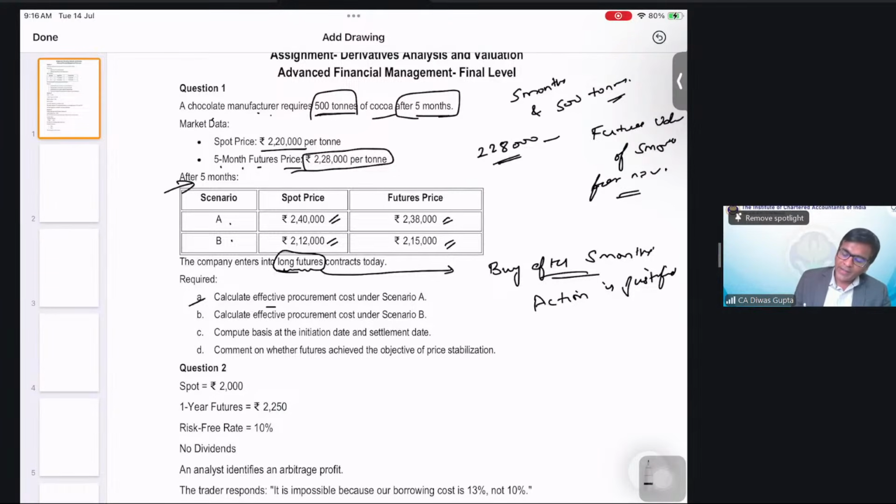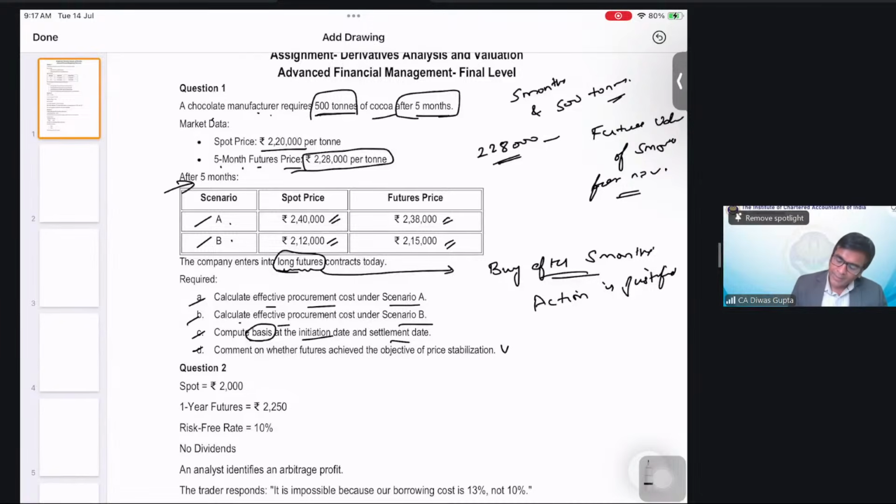Required: A, calculate the effective procurement cost under scenario A. B, calculate the effective procurement cost under scenario B. So for both situations, we have to calculate the effective procurement cost. By effective procurement cost, what they are trying to say is: what is my net price at which I am going to buy this? Compute the basis at the initial date and the settlement date. So they are asking us to calculate the basis. Comment on whether futures achieved the objective of price stabilization.